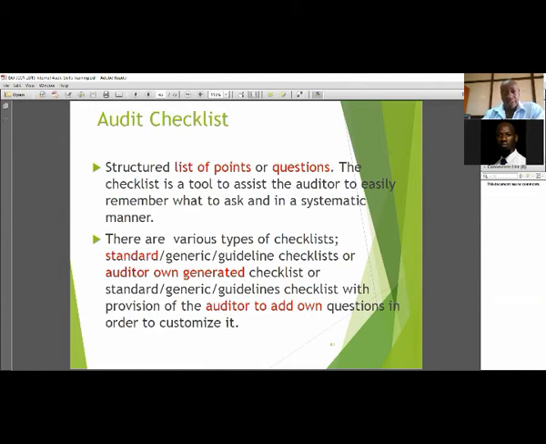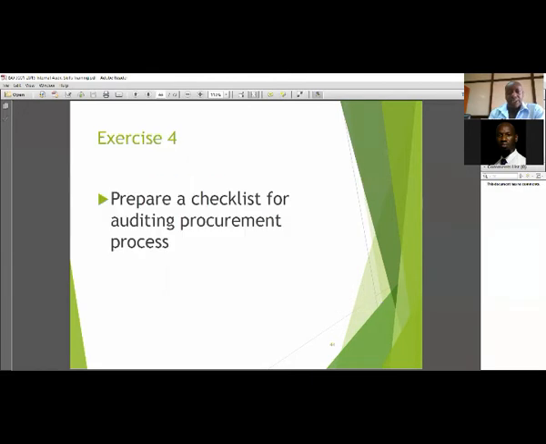At times when you leave the auditor to do their own checklist, you might find they miss out on very important issues, like the objective. They're not even asking about objective or target. They're not asking about policy statements, whether they are there, whether they are understood. So there is that standard checklist, but with a provision of adding your own questions. And we'll see examples of those kinds of checklists.